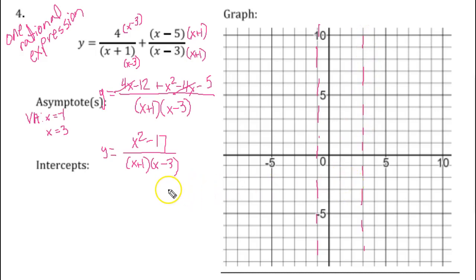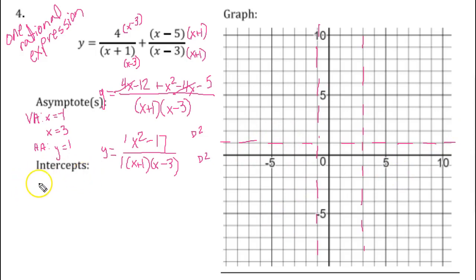Horizontal asymptote, we want to look at our degrees. So I have a degree of 2 on the top. And again, if we multiply this out, we'll have x squared on the bottom as well. So it is also a degree of 2. When your degrees are the same, it's the ratio of those leading coefficients. So 1 divided by 1 is going to give us a horizontal asymptote again at 1. So we can have that horizontal asymptote here to keep us in the ends going where we're supposed to go.